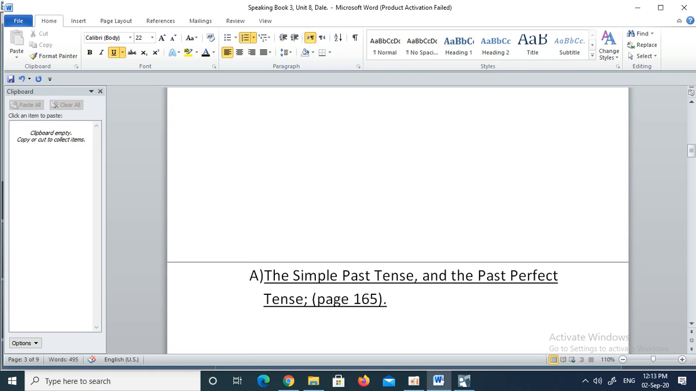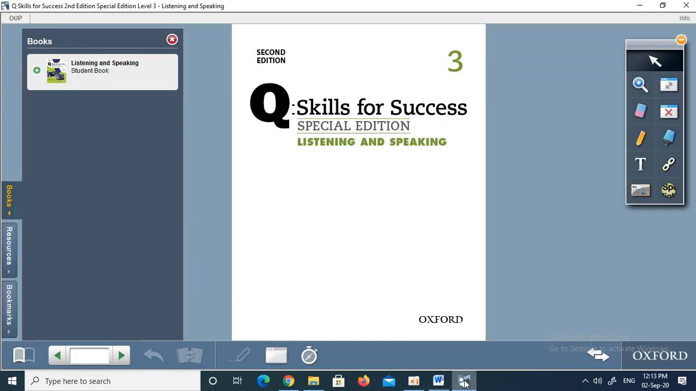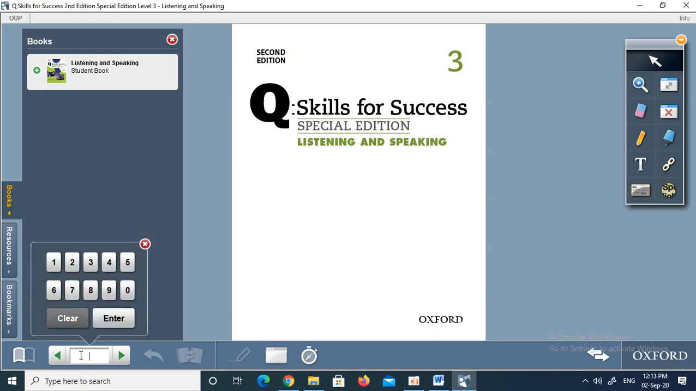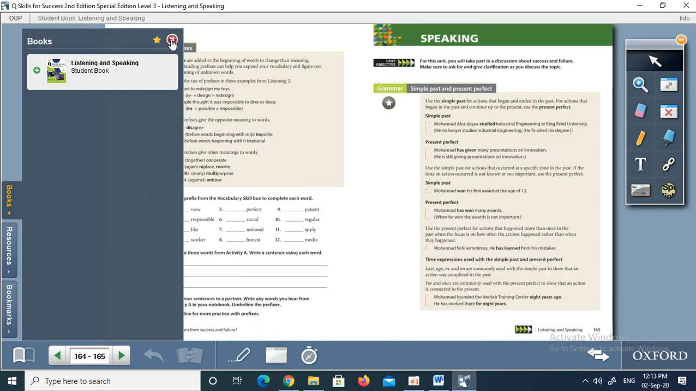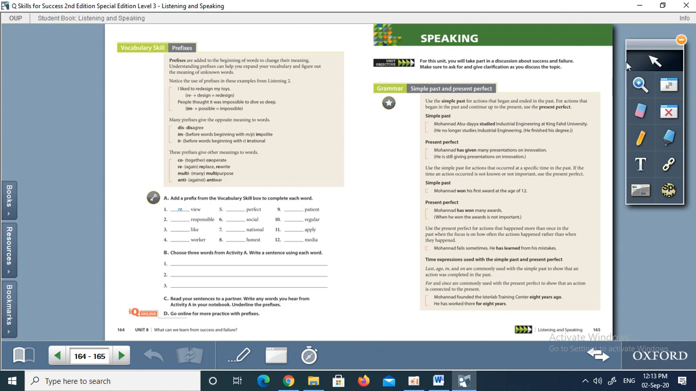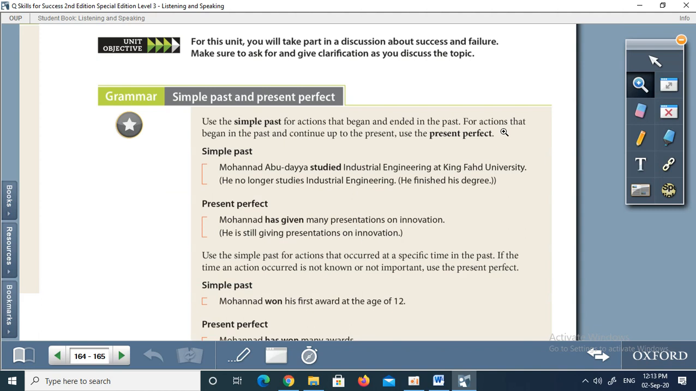Okay, we are kicking off with the simple past tense and the present perfect tense on page 165. So please all make sure that your books are open at page 165 and the section of the book we're looking at looks like that.